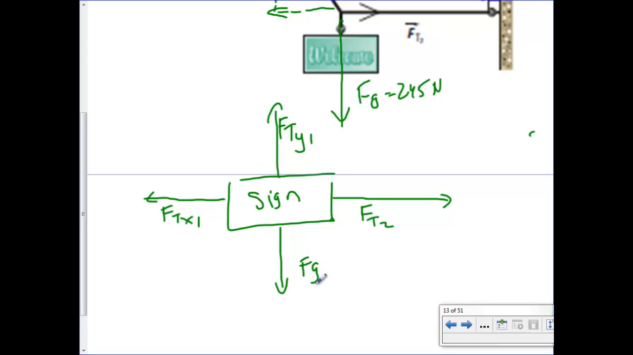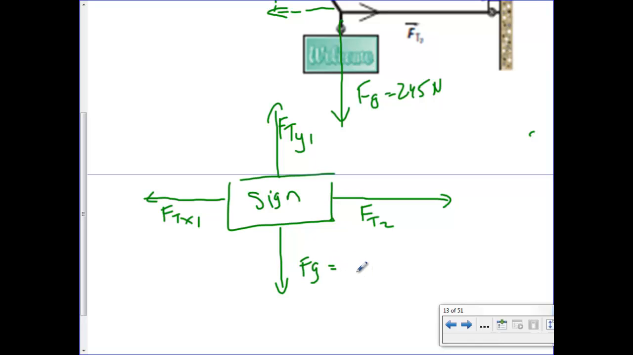However much gravity is, this tension in the Y direction better be the exact same. Does that make sense? And however much force this rope pulls back to the wall, this rope better be pulling out as well. Does that make sense?